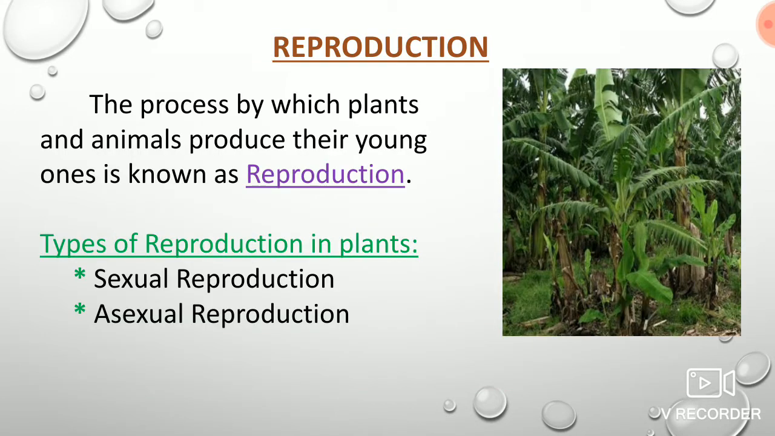Next, reproduction. What do you mean by reproduction? The process by which plants and animals produce their young ones is known as reproduction. In plants, reproduction is classified into two types, such as sexual reproduction and asexual reproduction. Let us discuss one by one.